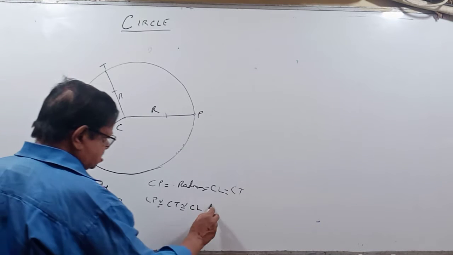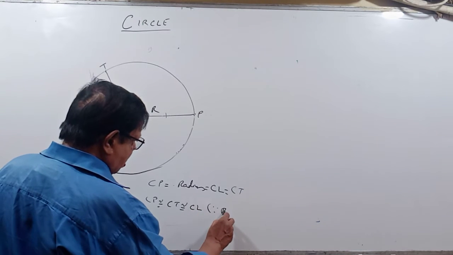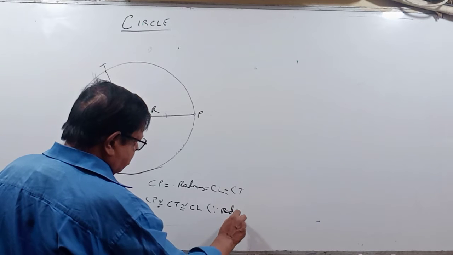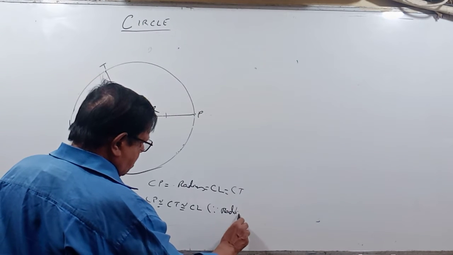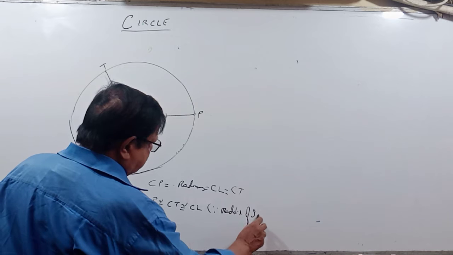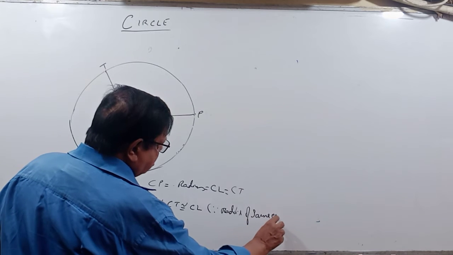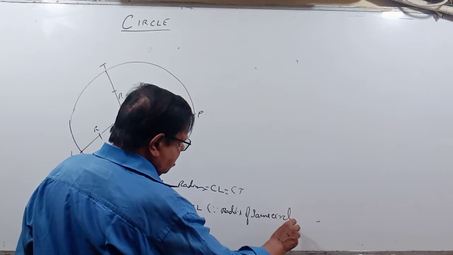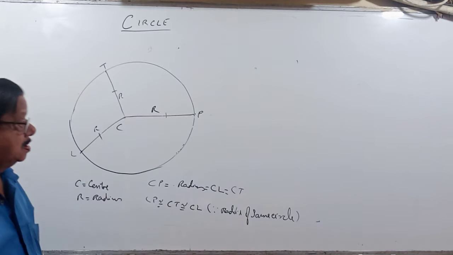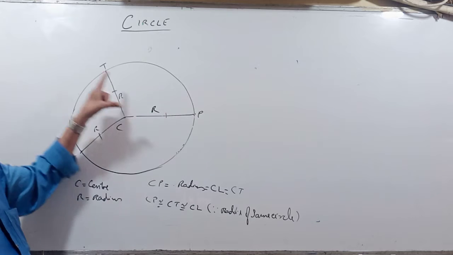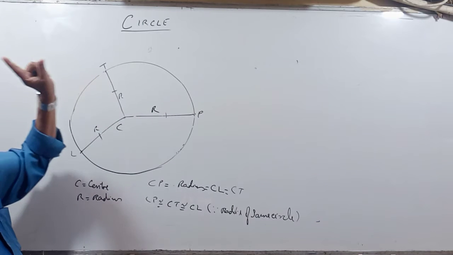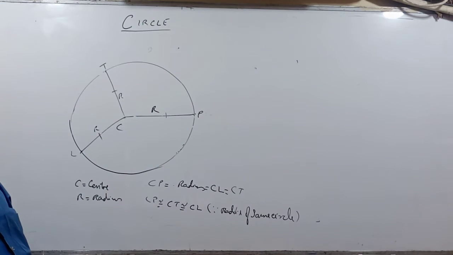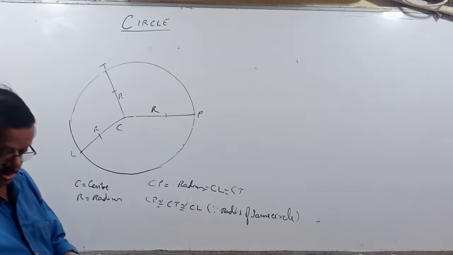Here you can write the reason: radii of the same circle. Radii is the plural of radius. Radii of the same circle. So CP is congruent to CT, congruent to CL. They are all radii of the same circle. They will be equal.